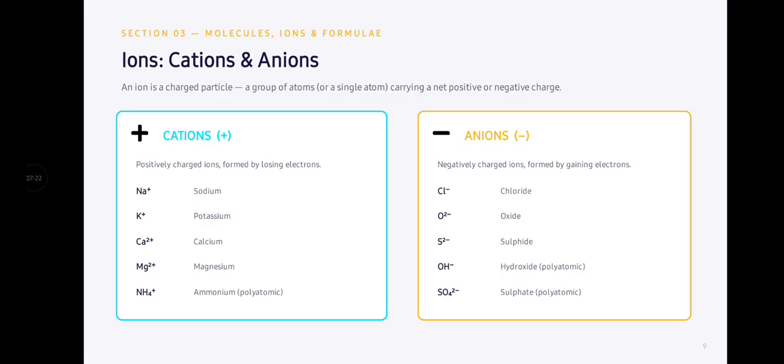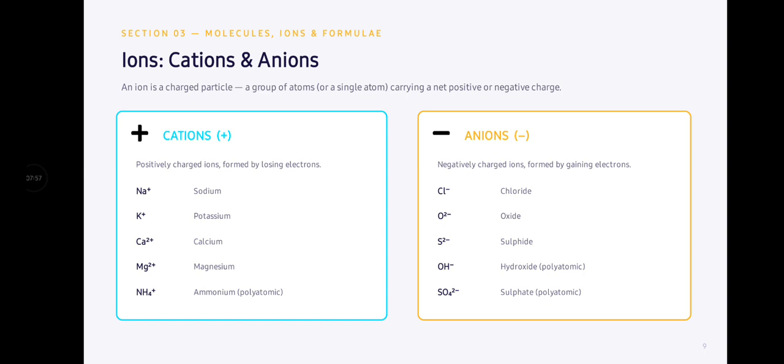Next coming ions. So there are two types of ions, cations and anions. An ion is a charged particle, a group of atoms or a single atom carrying a net positive or negative charge. Cations, denoted by plus, are always positively charged ions formed by losing electrons, that is sodium Na+, potassium K+, calcium Ca2+, magnesium Mg2+, ammonium polyatomic, that is NH4+.